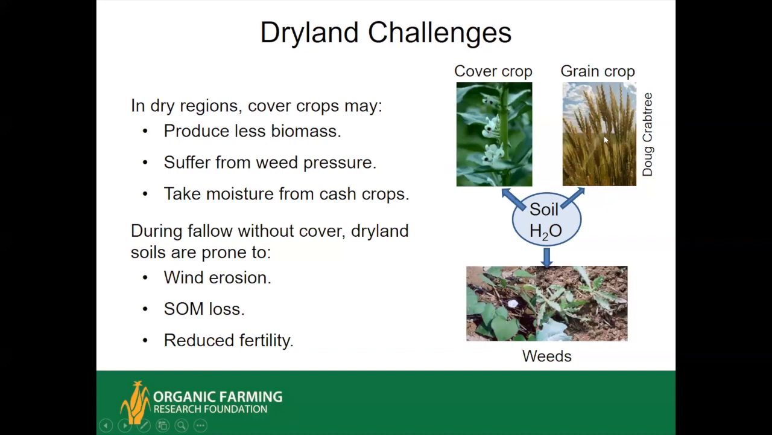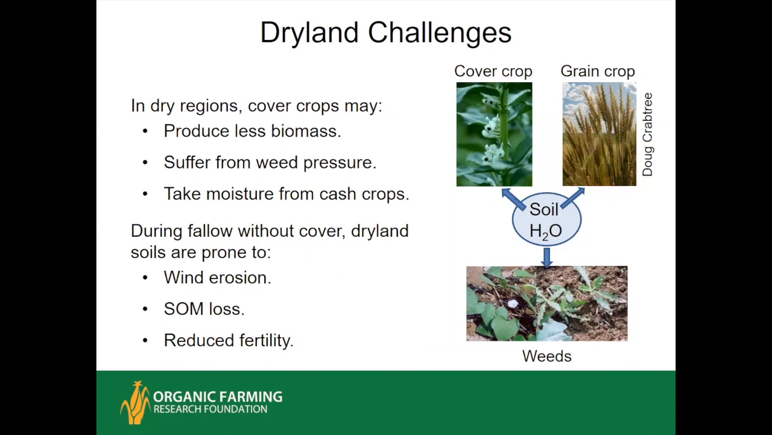So the other thing that happens because of this limitation is that the cover crop itself is not as able to produce a lot of biomass, and you can suffer from weed pressure in both the cover and the cash crop. And so that is why farmers in these very limited rainfall regions will often have something of a fallow period.